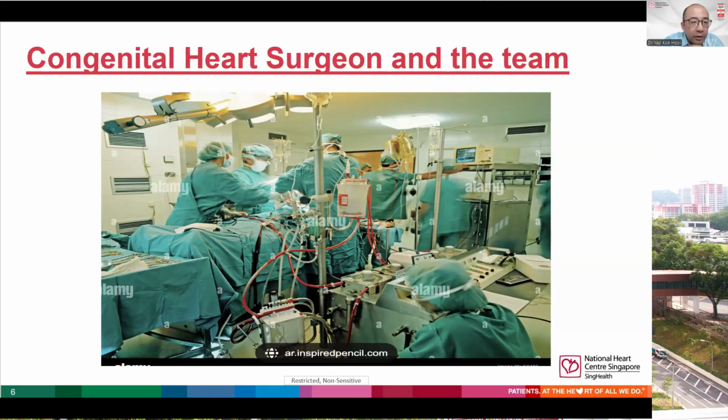Just want to show you, this is our daily life in the operating room. And you can see the red lines. Those are the heart and lung bypass machine. We connect the baby, or the patient, to a heart and lung machine, so the machine can act like the patient's heart and lung while we stop the patient's own heart to do the operation on the heart. Next slide.